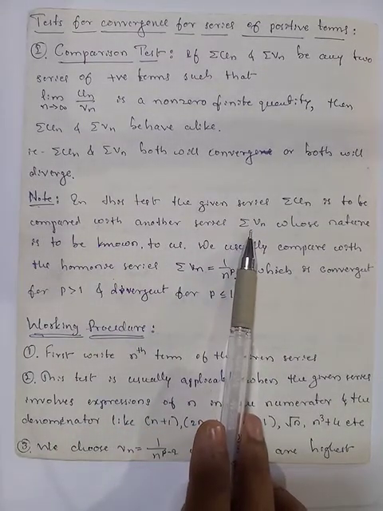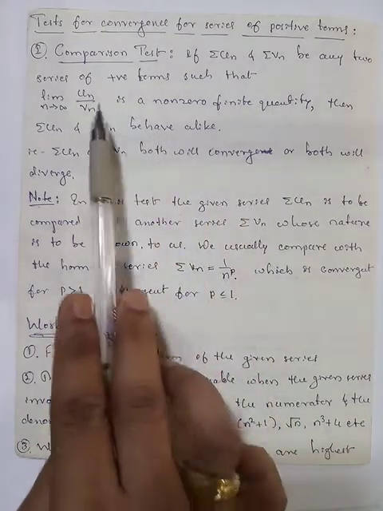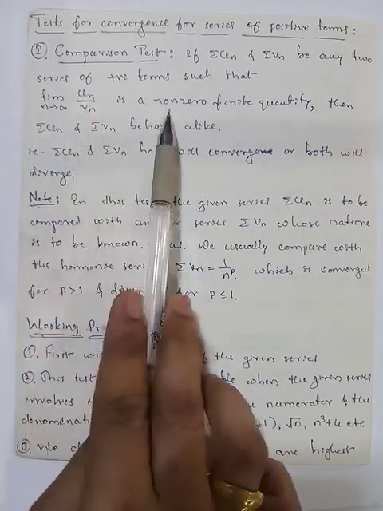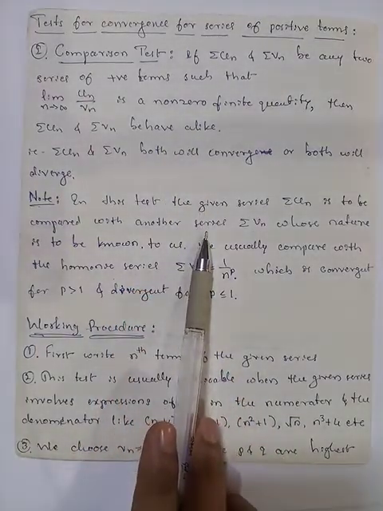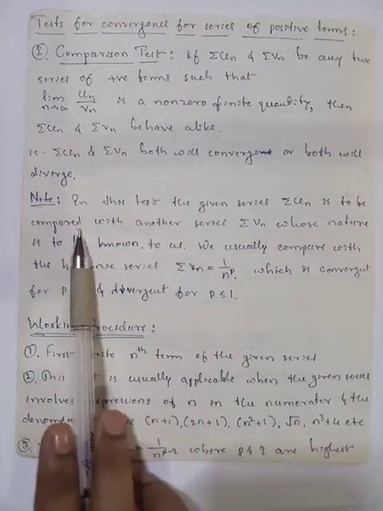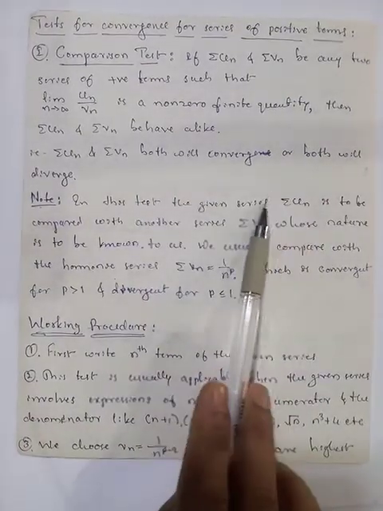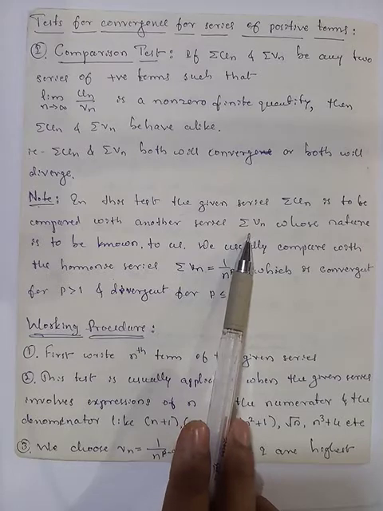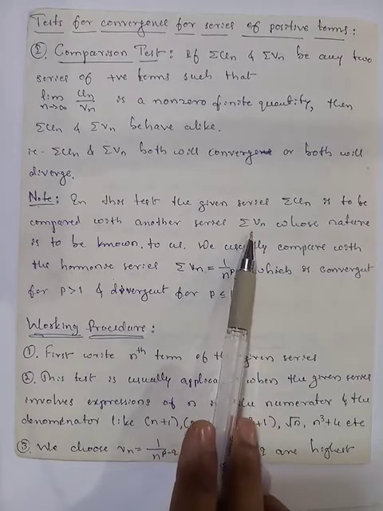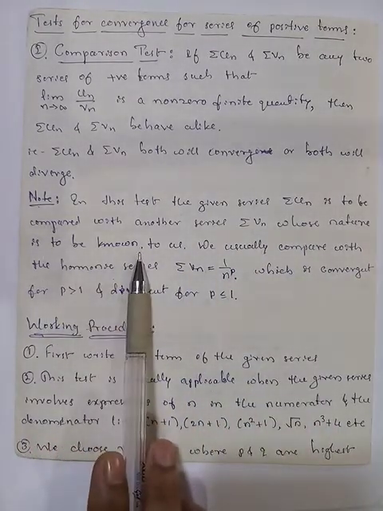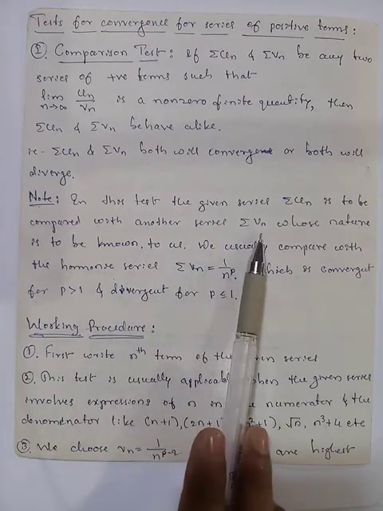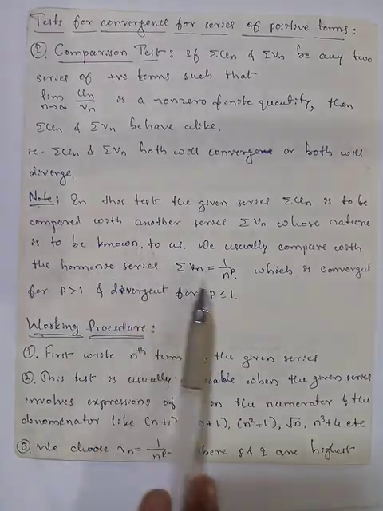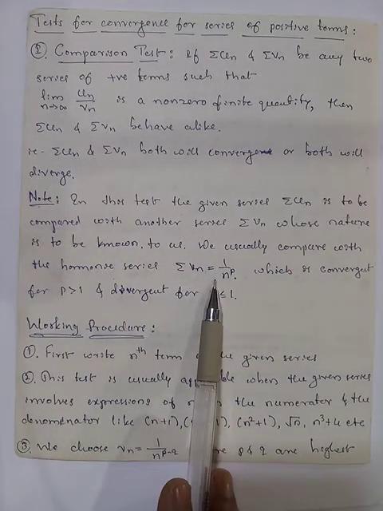summation vn. Means when this condition is satisfied, that is, this limit is non-zero, then we are going to compare the nature of this summation un with the summation vn. What is this summation vn now? Whose nature is to be known. So already we know the nature of this vn. So vn is in which form? Which is in the harmonic series form.